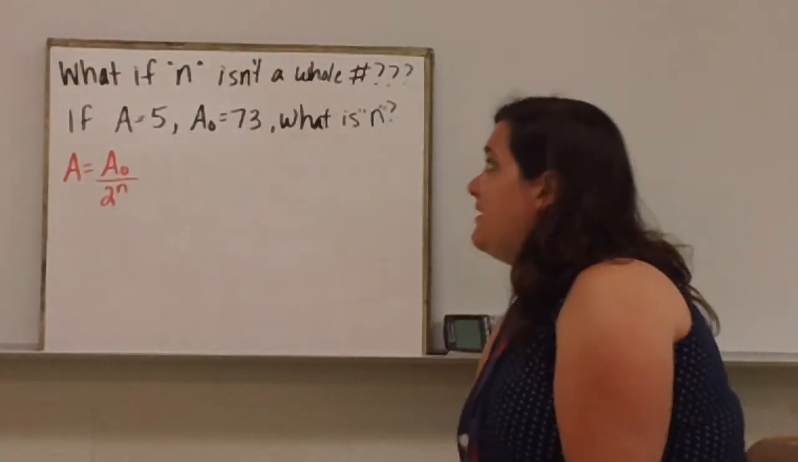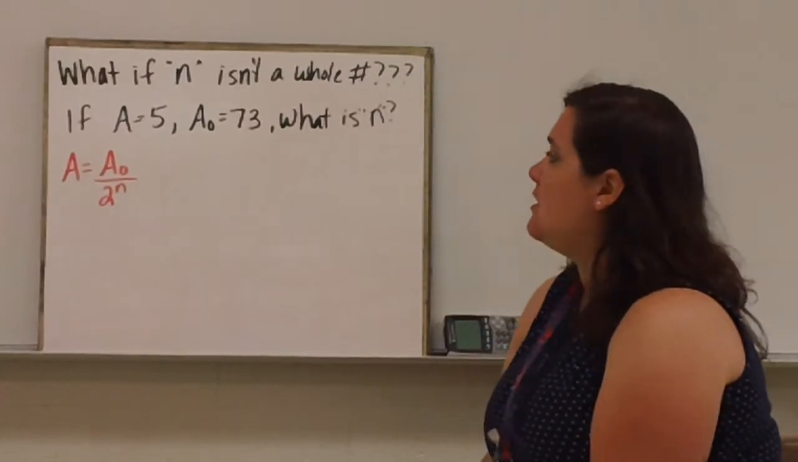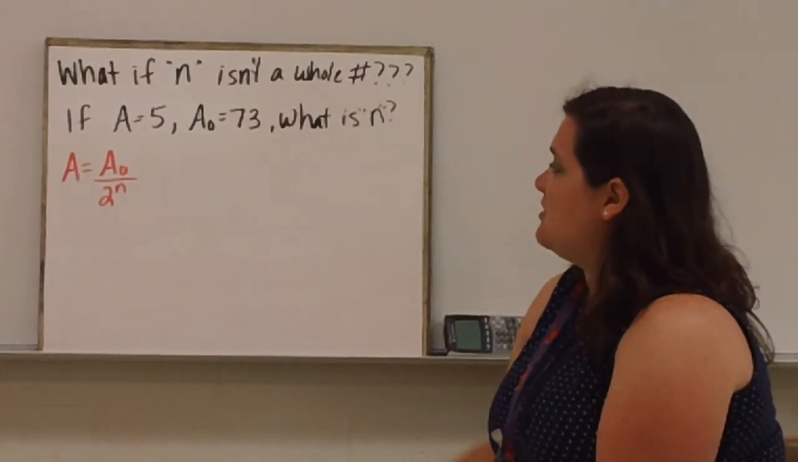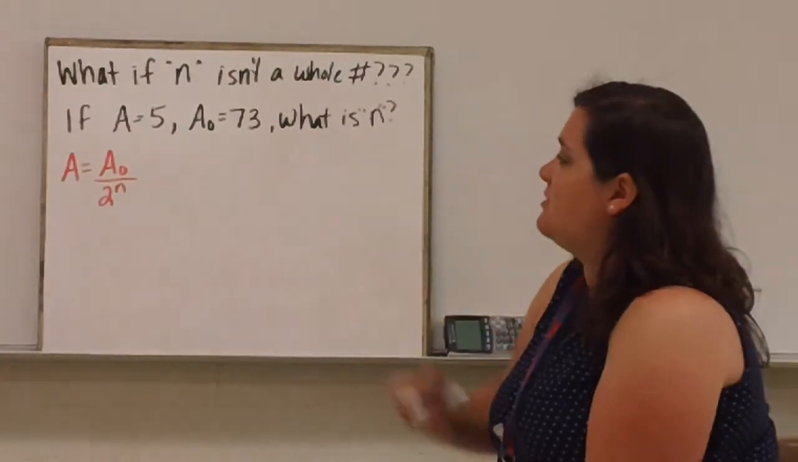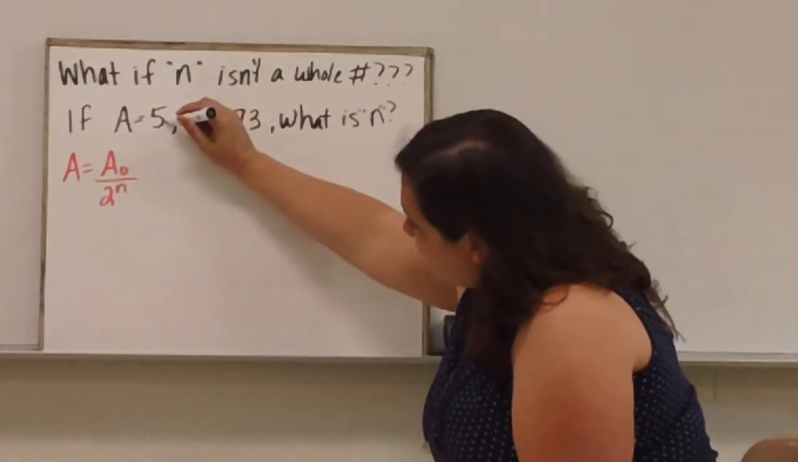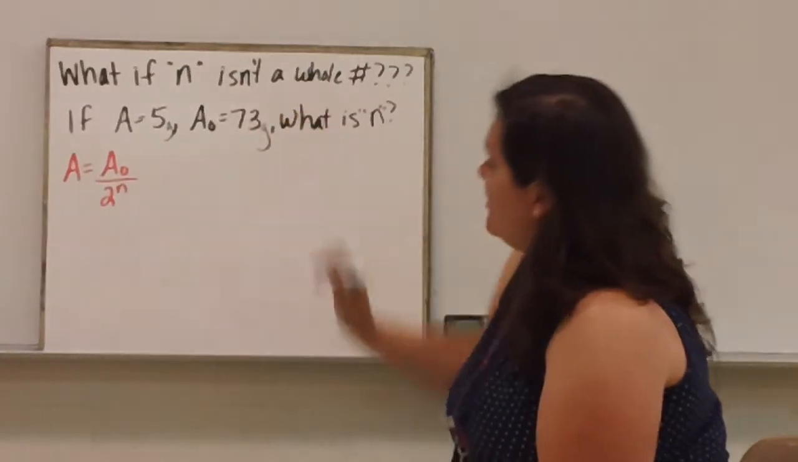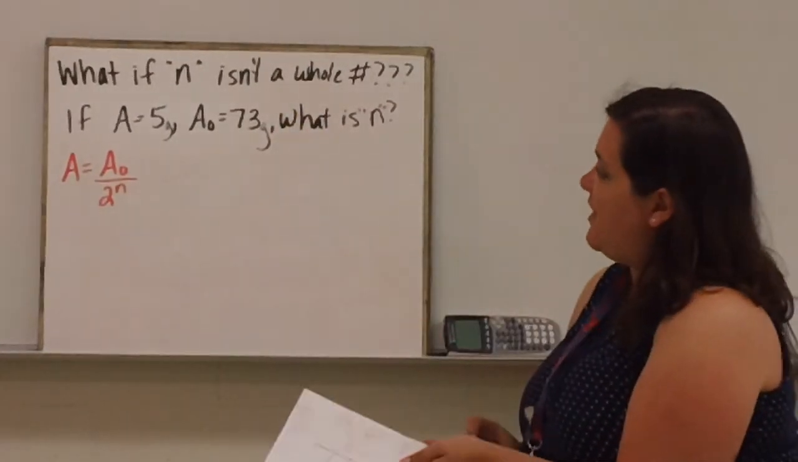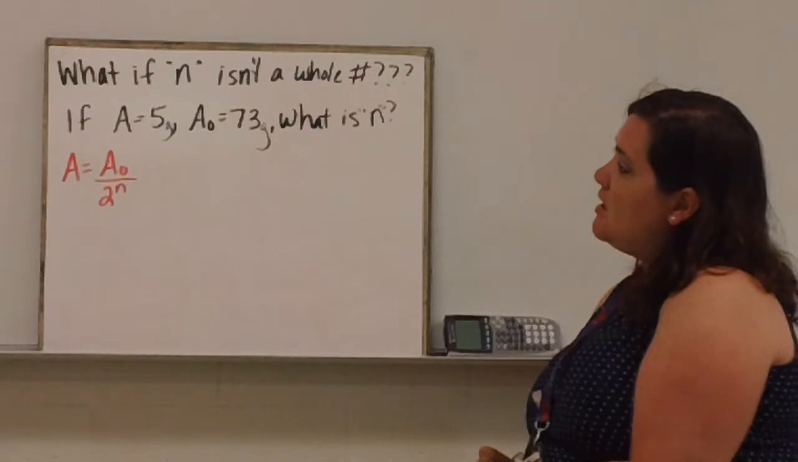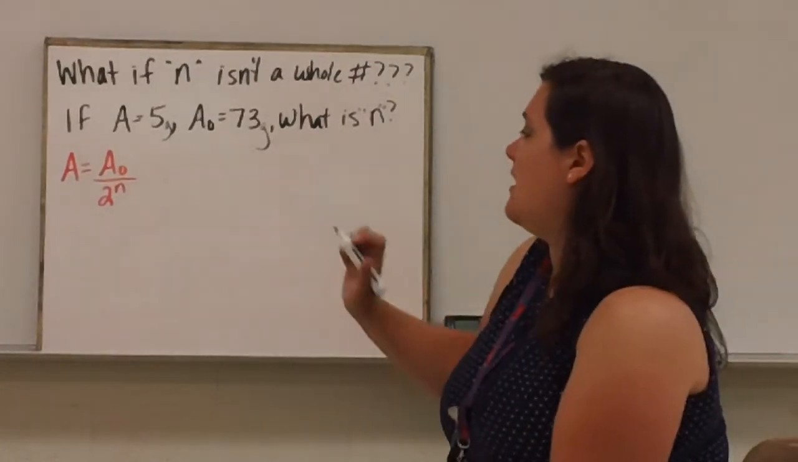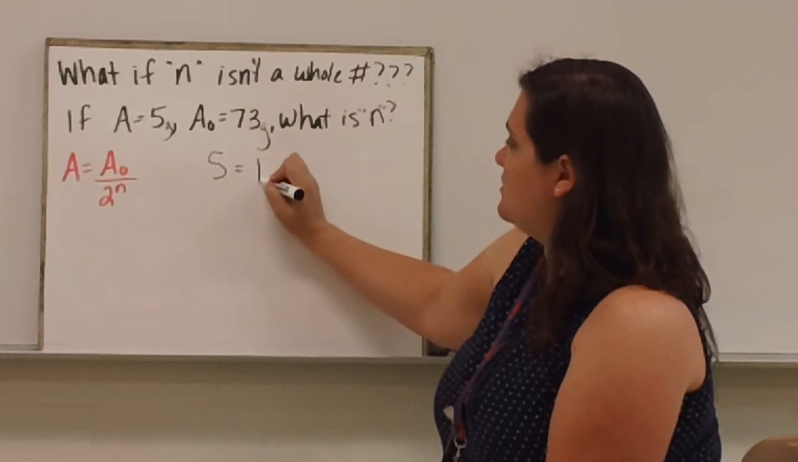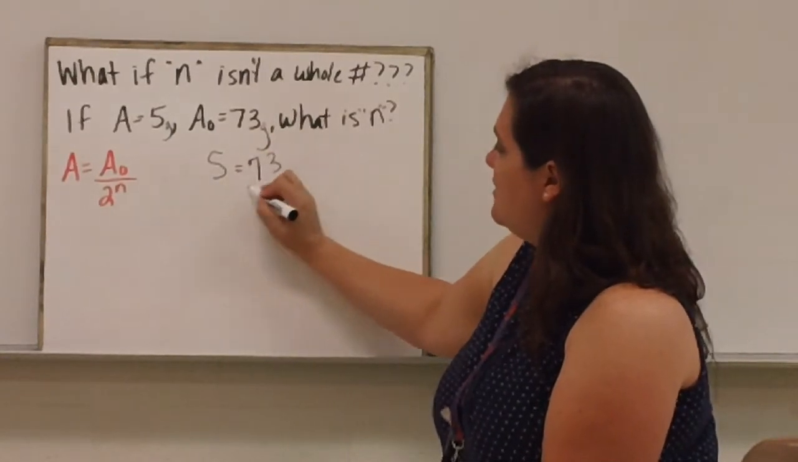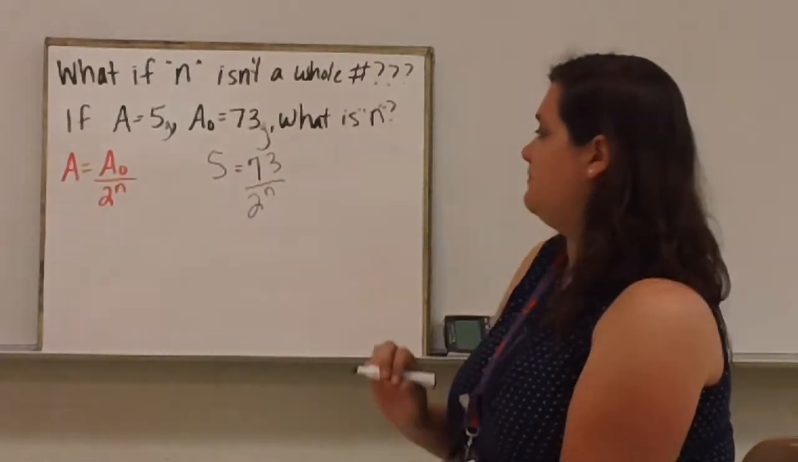So what if n isn't a whole number? So if n is not a whole number, such as in this problem here, where our final mass was 5, our initial mass was 73 grams. Put units in here. Grams. What would the value of n be? And so we would plug into our equation 5 equals 73 divided by 2 to the n.